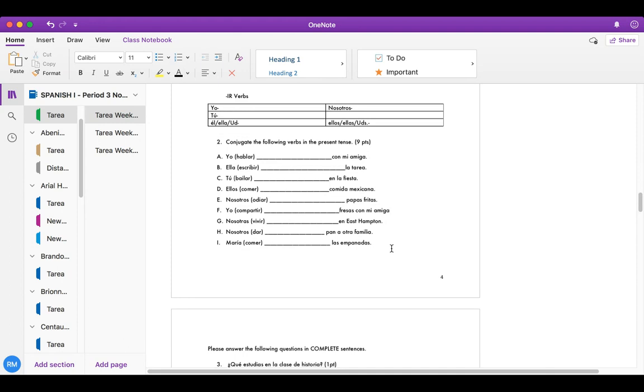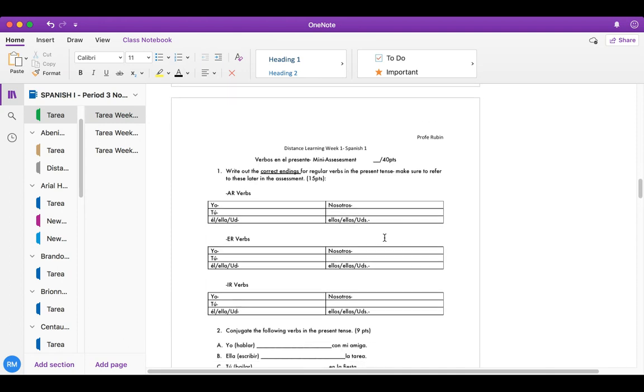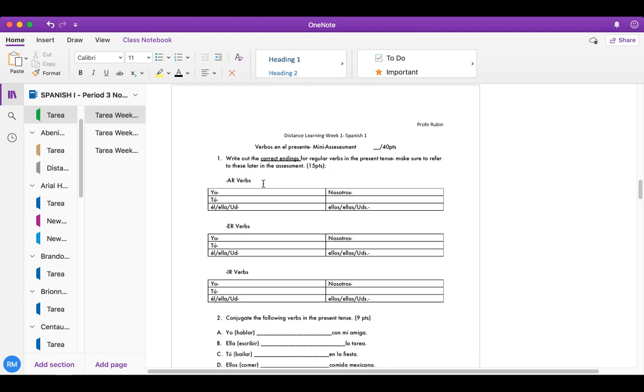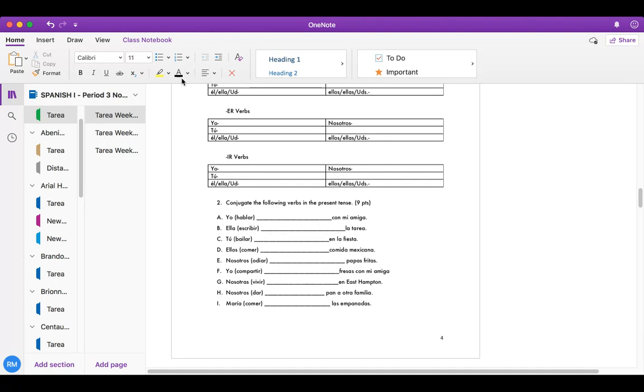Now we're on page 4 in the first assignment of your Distance Learning Week 1 packet. Up here is really just a copy and paste from the notes, so I'm not going to do that. Instead, I'm going to go into number 2. And I'm going to do about 4 of these, and then I'm going to end the video. So here it says conjugate the following verbs in present tense.